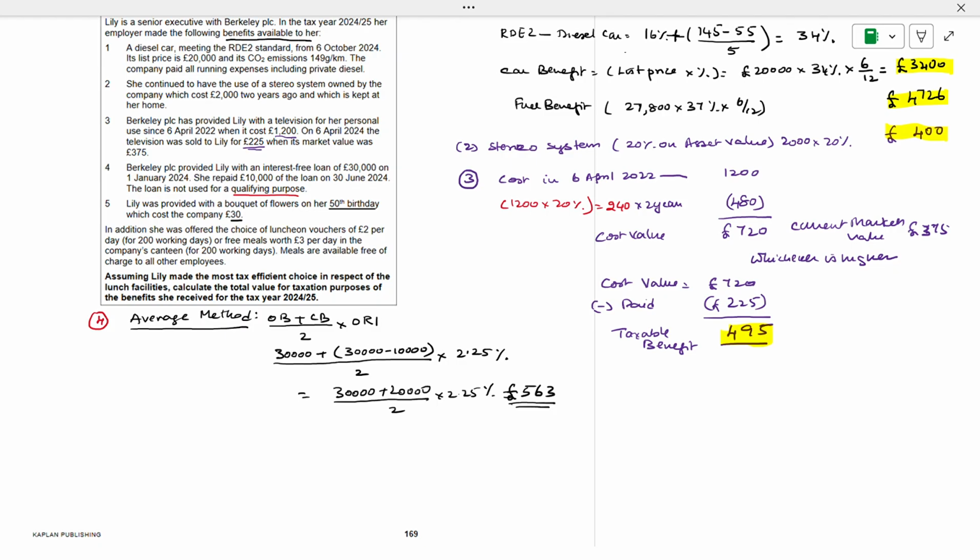He has provided an interest free loan of 30,000 on 1st January. She paid on 30th June. The loan is not used for a qualifying purpose.